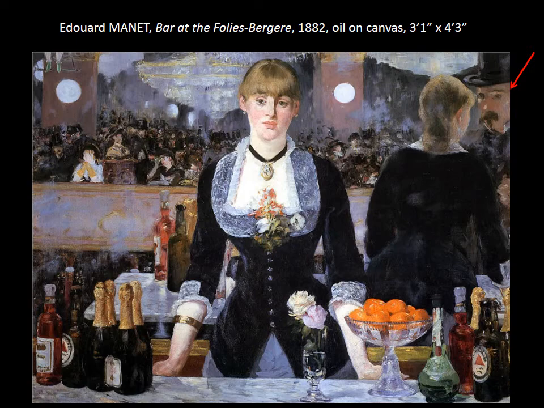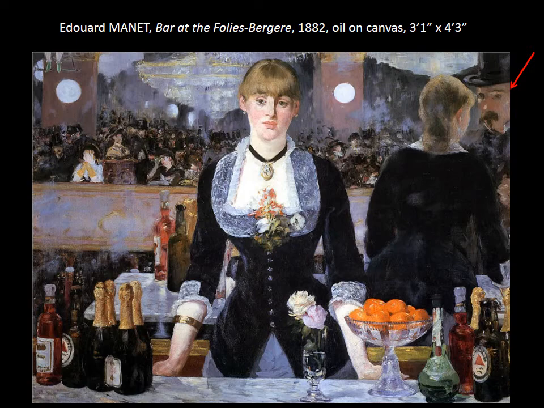So she stands here at the bar. There's lots of bottles and fruit and whatever in front of her. But behind her is a mirror, right? You can see the gold edge of the mirror right around the level of her wrists. And reflected in the mirror is the club, the club behind her. This is a popular music hall and bar. Again, a space that respectable women would not visit.